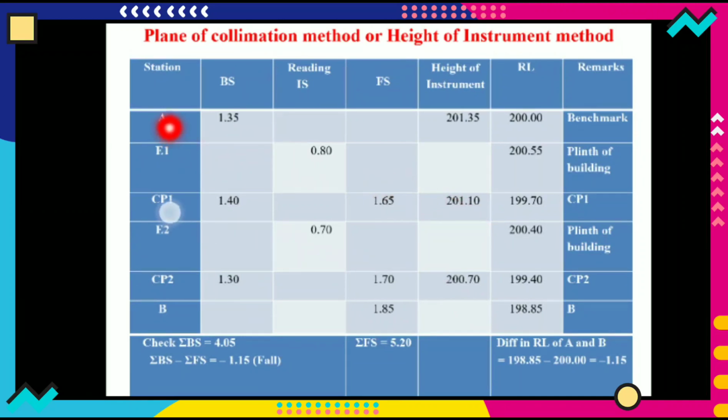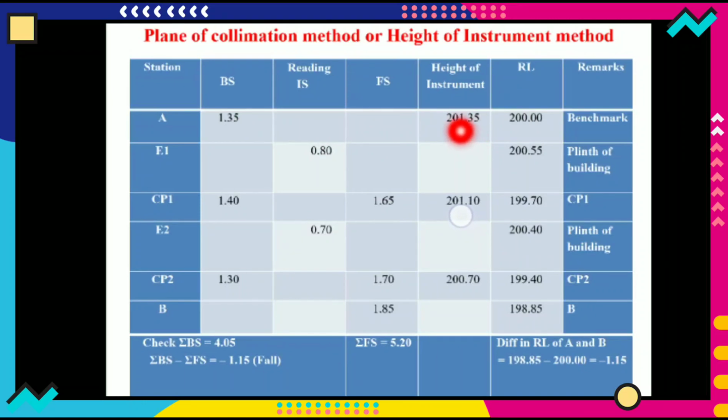This is point A and elevation is known to us. Elevation means RL. Okay, so we write in the remark column benchmark, and we know the formula of height of instrument. The formula of height of instrument is RL of benchmark plus backsight. We add these two terms and get height of instrument.